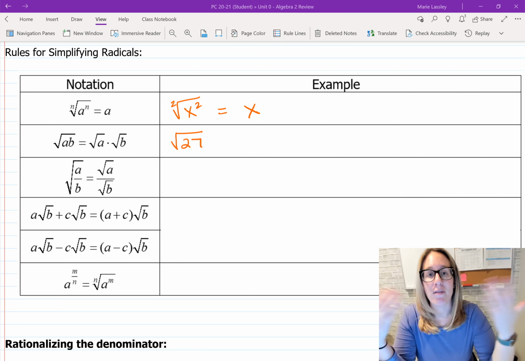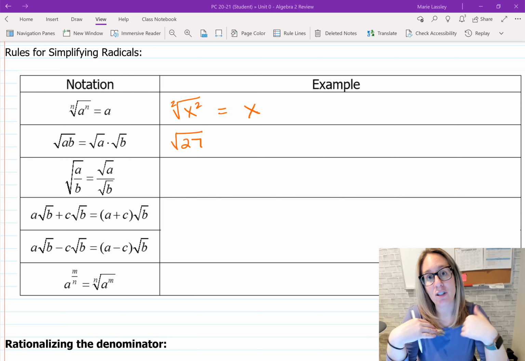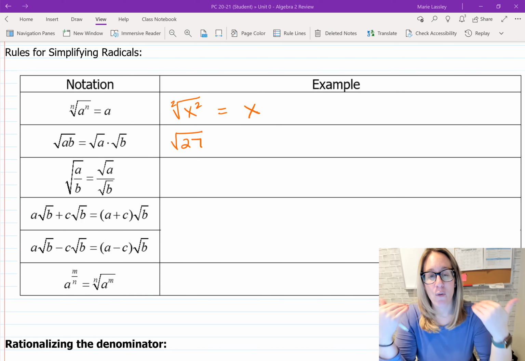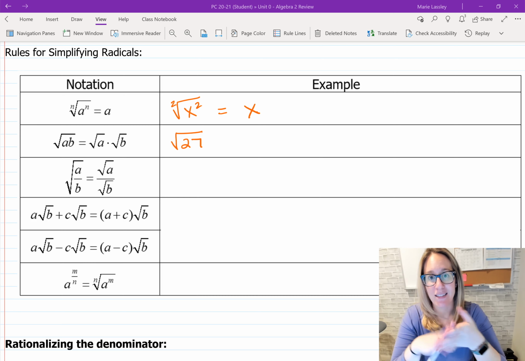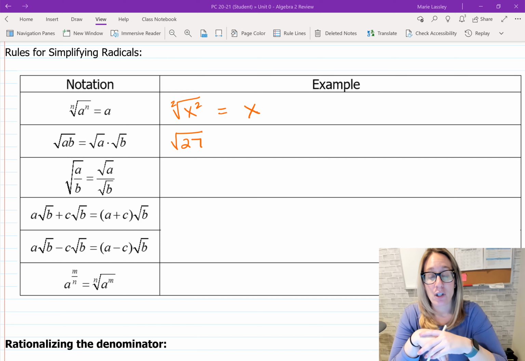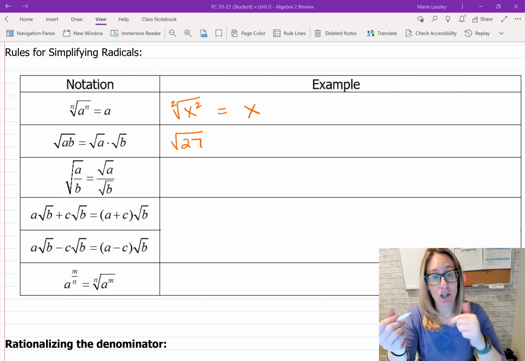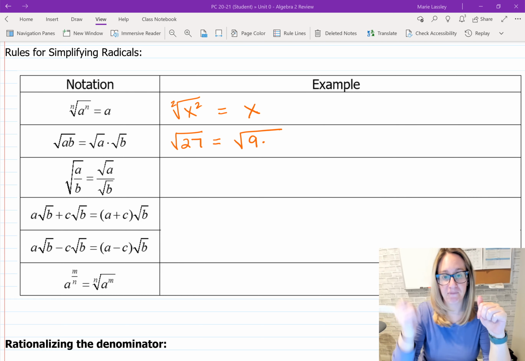Well, we want to simplify this if possible, right? Our goal is always to put something in the most simplified form. In order to simplify something under a square root, you have to have a perfect square. So I want to ask myself, what perfect square can be multiplied by something else to make 27? You start thinking, what are your perfect squares? Well, 1 is a perfect square, 4 is a perfect square, 9, 16, 25, 36, 49, and so on and so forth. For 27, the biggest perfect square that's going to be divisible into that is 9. So I'm allowed to rewrite the square root of 27 as the square root of 9 times 3.